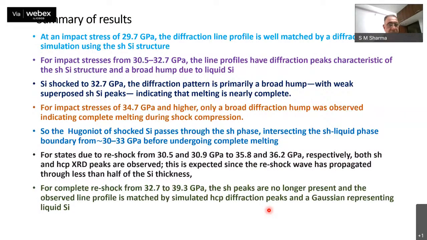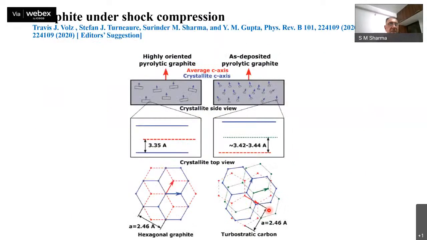I'll probably skip all the details that I have already summarized and mentioned here. So let's go to the next one. Graphite. Graphite is very interesting. I'll briefly discuss several results related to this.